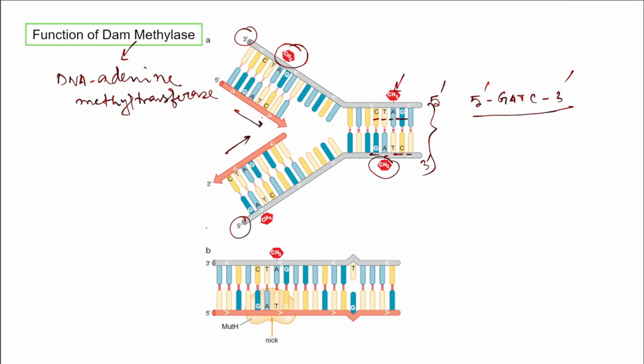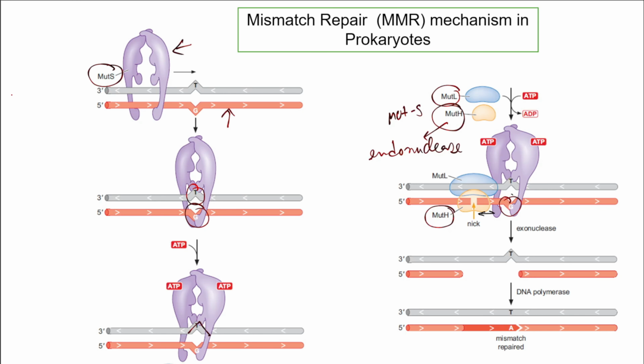So for a few minutes, until Dam methylase catches up and methylates the newly synthesized strand, the MutS, MutL and MutH complex translocates on the DNA duplex until it reaches a hemimethylated GATC sequence. The unmethylated or hemimethylated newly synthesized GATC sequence is cut by MutH because MutH has endonuclease activity. Then UvrD helicase unwinds the DNA starting from the incision.